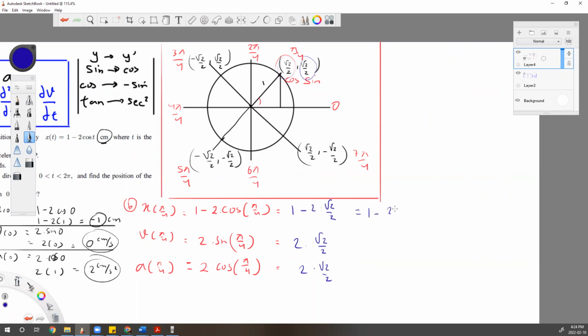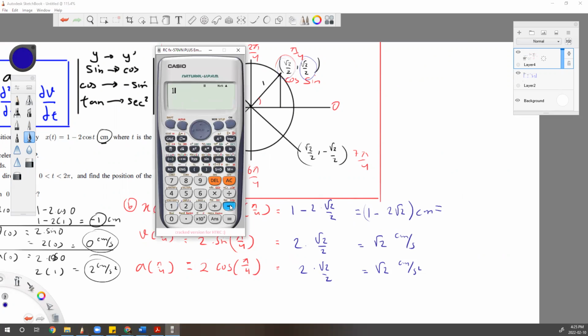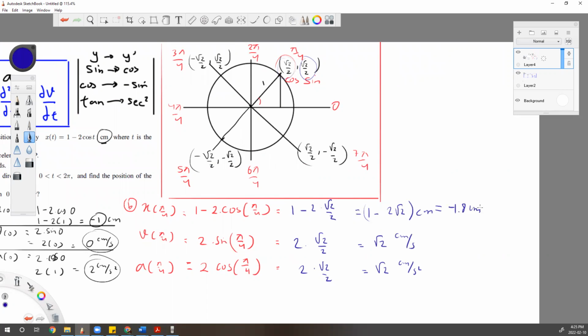This is 1 minus 2 square root 2. Square root 2. And then square root 2 also. cm over second squared, cm over second. This is cm. So this is on the left. Get it? Because if you want to do the calculation, 1 minus 2 square root 2 is negative 1.8.